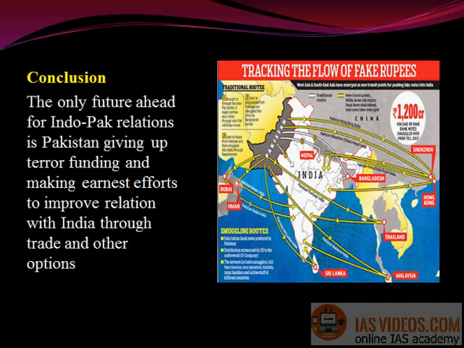Conclusion. The only future ahead for Indo-Pak relations is Pakistan giving up terror funding and making earnest efforts to improve relations with India through trade and other options.